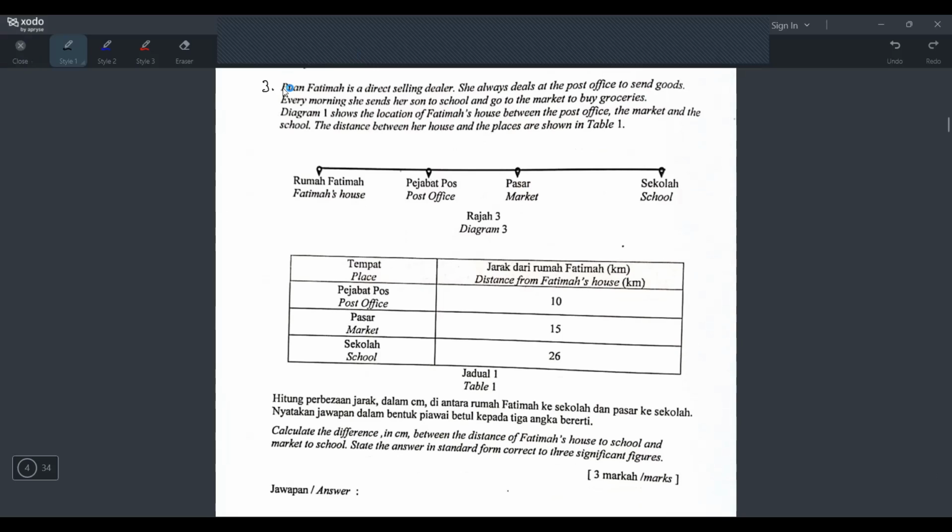Okay, let's move on. Number 3. Puan Fatima is a direct selling dealer. Okay, they never say what kind of dealer. Maybe drug dealer. Okay, I'm joking. I'm joking.